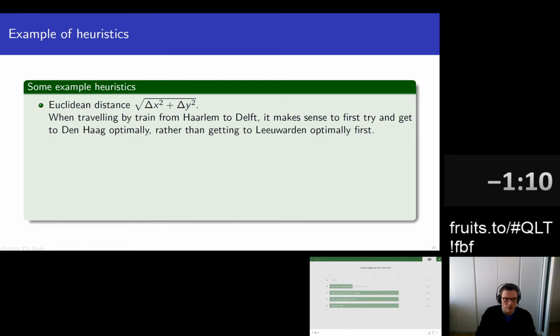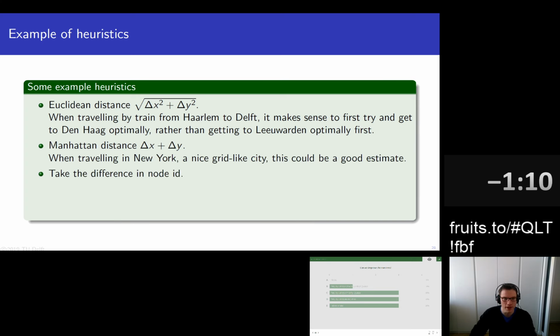So that means that when I travel from Haarlem to Delft, Den Haag is a more likely target to investigate first than Leeuwarden would be. Right? Because the Euclidean distance from Den Haag to Haarlem is smaller than from Leeuwarden to Haarlem, and that makes Den Haag a more attractive target for Dijkstra, or well, for our new algorithm to explore first. In more American-style cities, like New York, the Manhattan distance might make more sense.